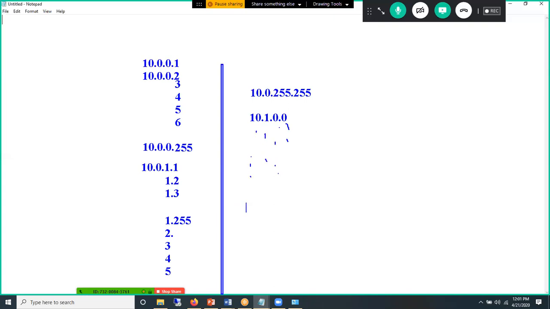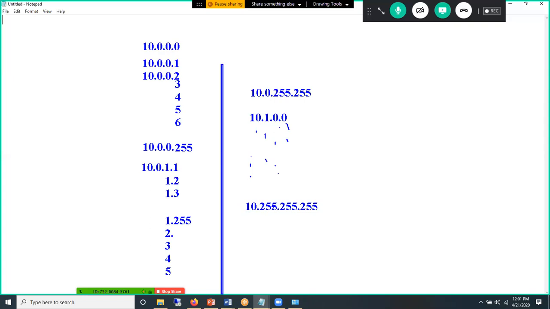Okay. So for me, it's not possible to show you all the 16 million IPs. You cannot write them all. Right now we have holidays for the lockdown. So if you're free and don't have any work, try to do this calculation. Okay. So 10, the maximum value we have is 10.255.255.255. So IP is starting from 10.0.0.0 and maximum it goes to 10.255.255.255.